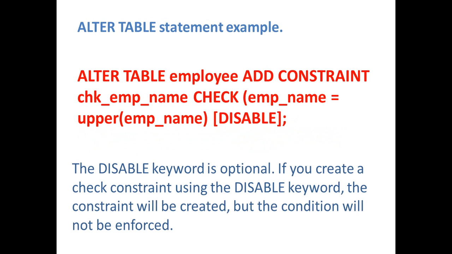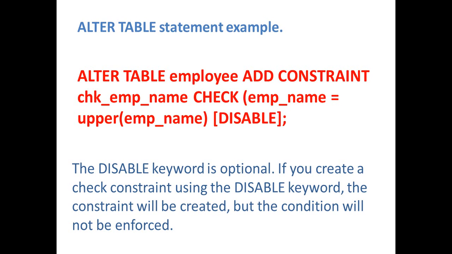Let us see an example. This is alter table employee, add constraint chk EMP name, check EMP name equal to upper EMP name, then disable. As I have told you, the disable keyword is optional. If you create a check constraint using the disable keyword, the constraint will be created but the condition will not be enforced.